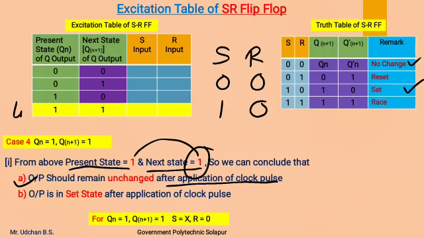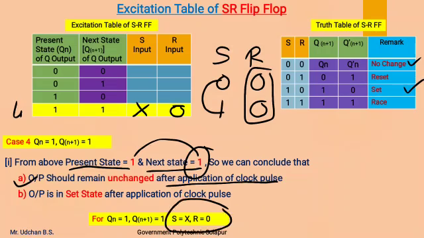Now in this the value of R is not changing, so I can put in excitation table 0 for the value of R, whereas value of S is changing as 0 and 1. So I can put the value of S as a don't care condition, so that it can take both values 0 as well as 1. So for Qn is equal to 1 and Qn plus 1 is equal to 1, the value of S will be X, that is don't care, which can have 0 or 1 value, and the value of R will be 0.